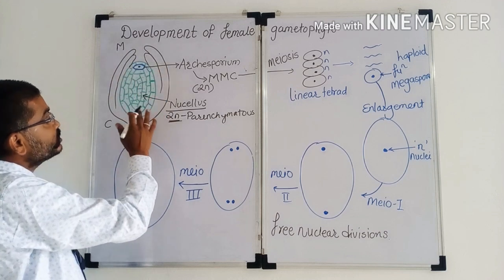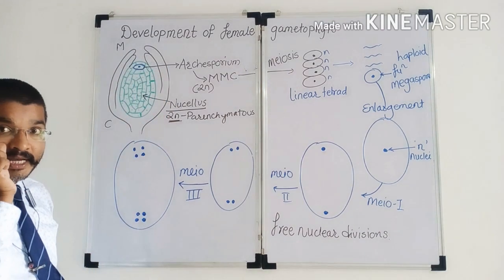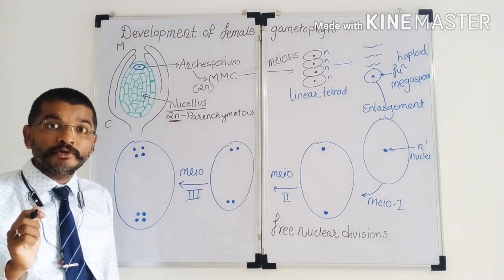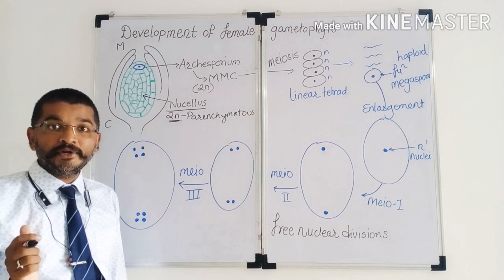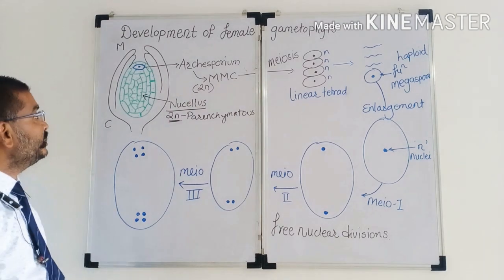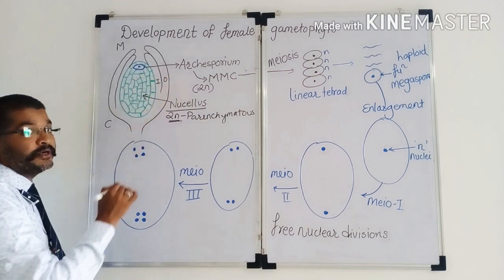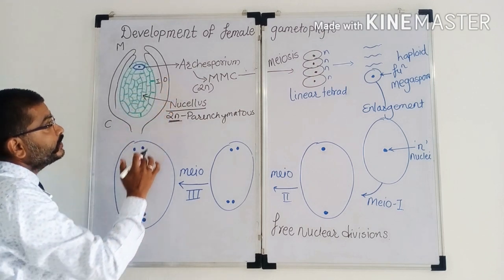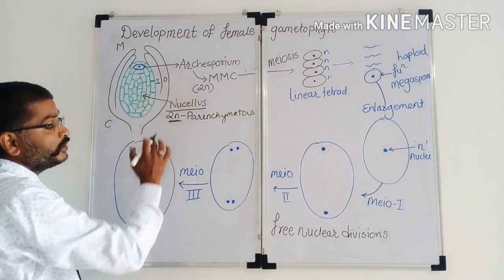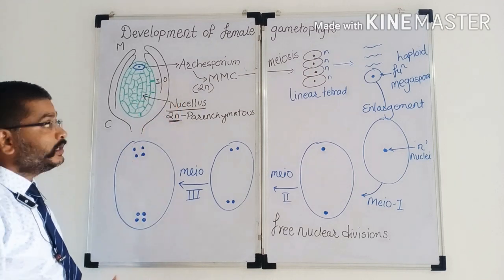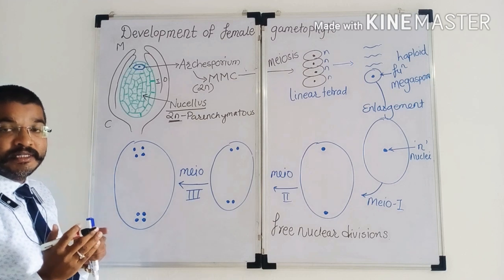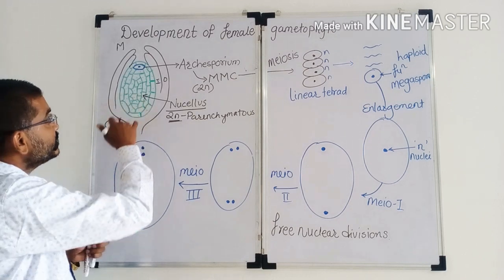Around the nucellus, two protective coverings are present in angiosperms. Therefore, in angiosperms, ovules are bitegmic. The bitegmic ovule is the characteristic feature of angiosperms. Here is the inner protective covering and here is the outer protective covering. The inner one is called the inner integument, whereas the outer one is the outer integument. These two integuments completely encircle the nucellus.